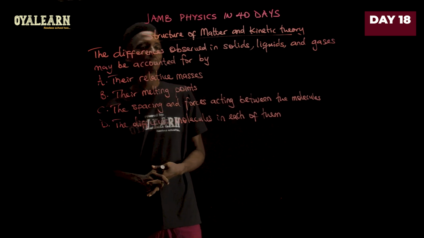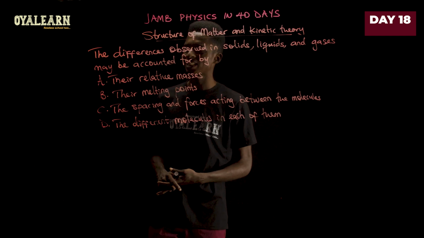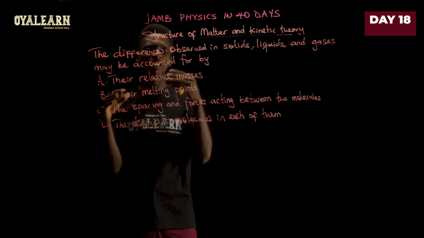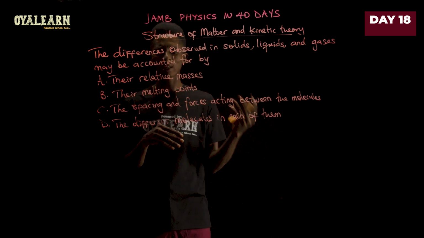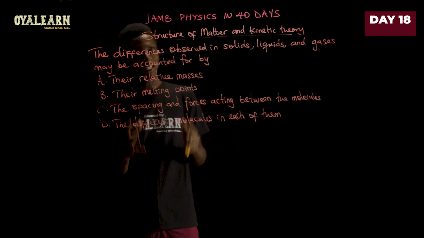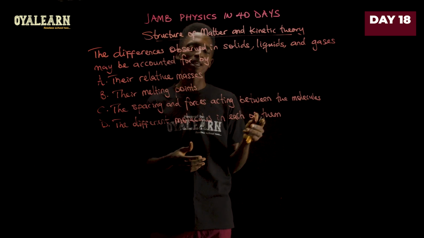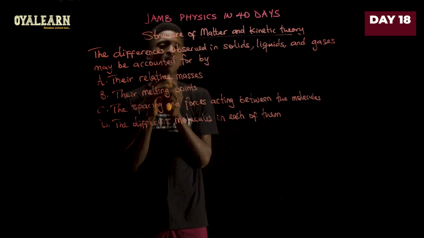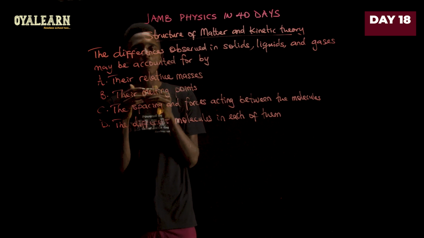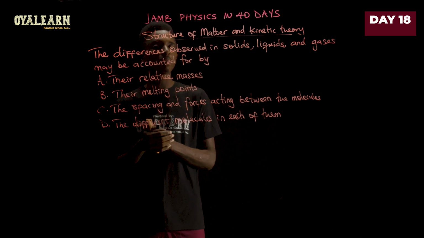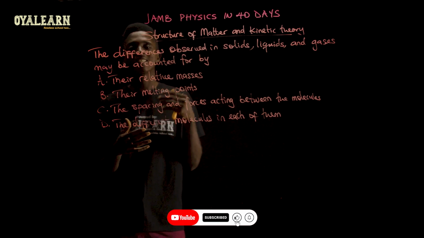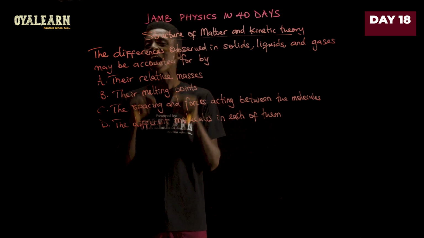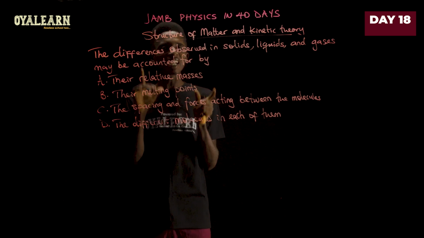The differences observed in solids, liquids, and gases may be accounted for by. Now, when you consider the options here, we see things like relative mass, melting point, spacing, and forces acting between molecules, and the different molecules in each of them. Now, take for example, water. When it freezes at solid state, we have it as ice. In its liquid phase, we call it water. And then in its gaseous state, we call it steam or water vapor, right? Now, the molecules there are still the same.